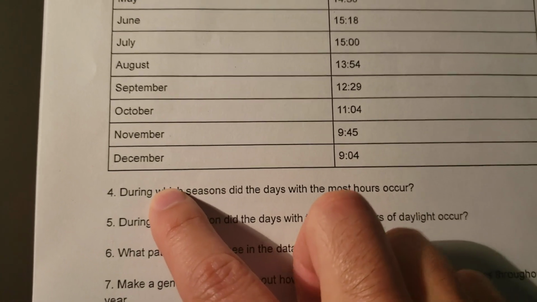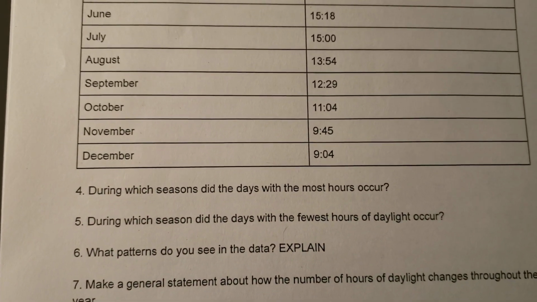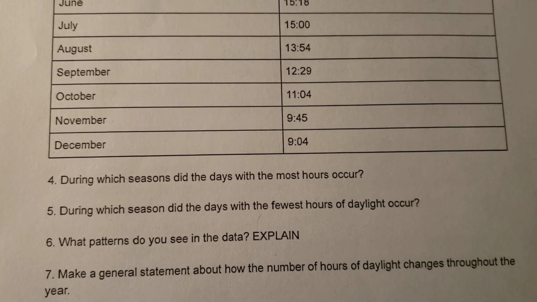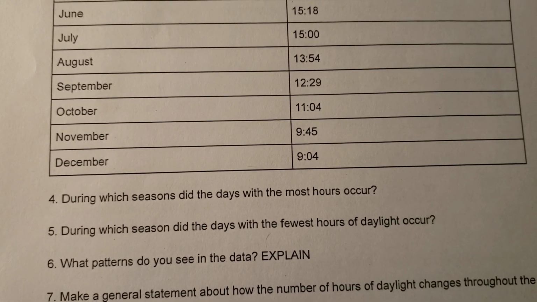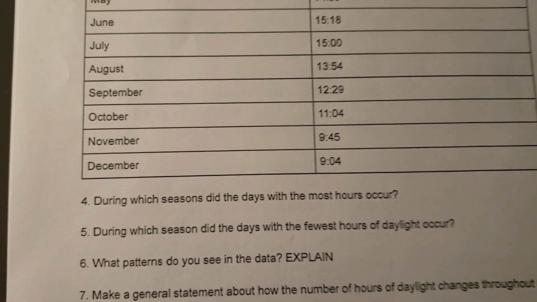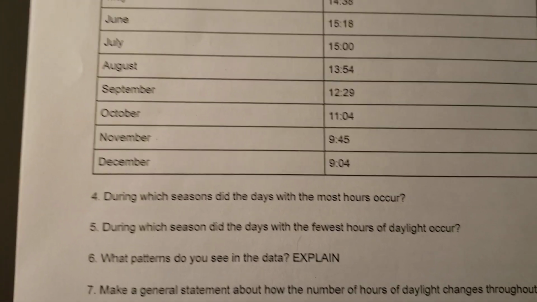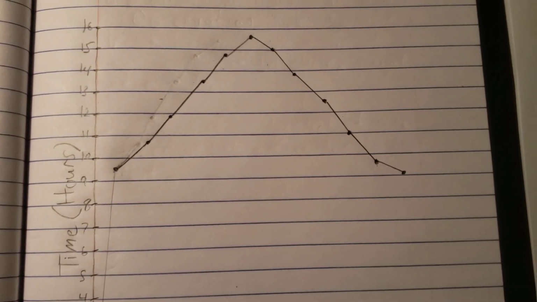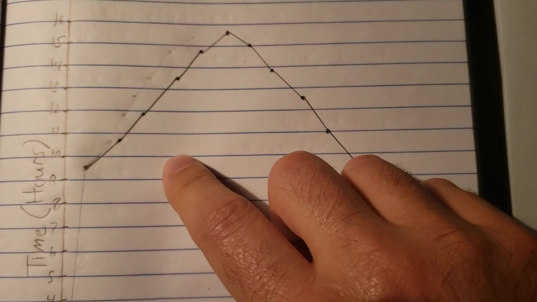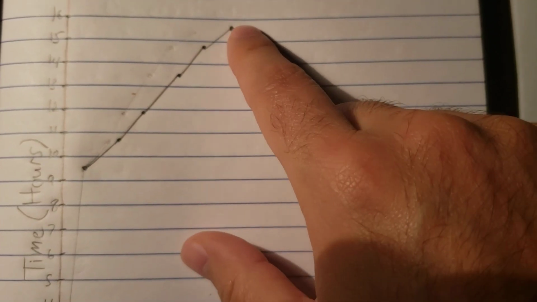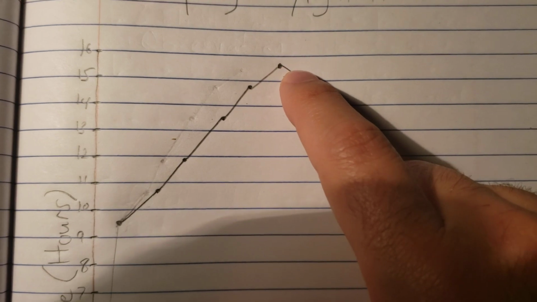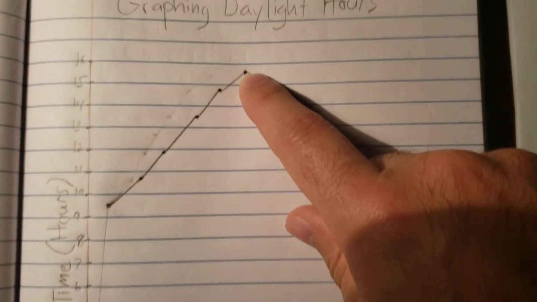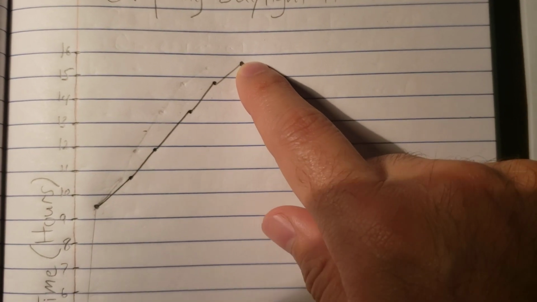Okay? So it asks, during which seasons did the days with the most hours occur? So seasons, we're talking like spring, summer, fall, or winter. And we're kind of looking at where on our graph the months show the most daylight hours. So looking at this, it looks like a mountain. And if we look close to the mountaintop, I would look at like these 3 points here. Boop, boop, boop. Okay, we know that this point is June. Okay. So we know June is smack dab in the middle of summertime.